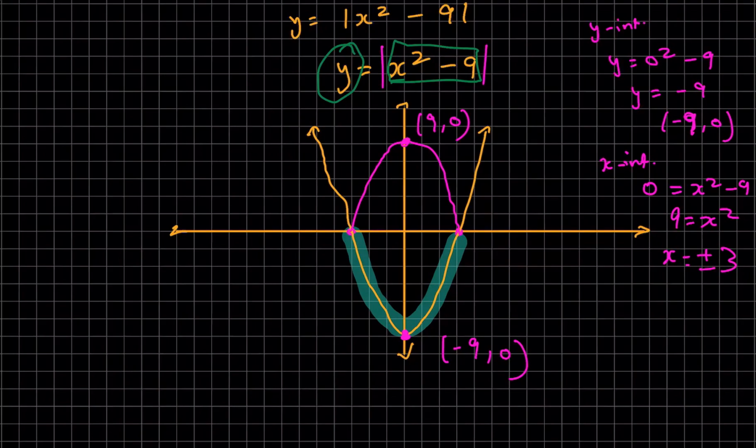So the graph of this modulus function actually looks something like this in blue. So there's your graph of your modulus function. And you've actually got two apexes over here at -3, 0 and at 3, 0.